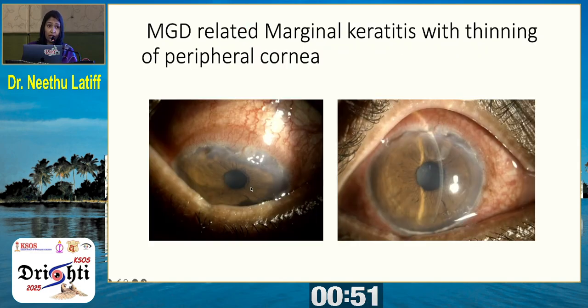Now, not only frank scleritis, I think you need to look into the adjacent structures. Sometimes dacryoadenitis can cause scleritis. Meibomian gland dysfunction, as you see in this patient, you see the lid margins. So this is severe meibomian gland dysfunction related marginal keratitis with thinning of the peripheral cornea. Once you treat this condition, the scleral congestion also comes down.